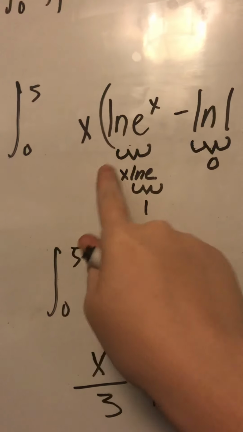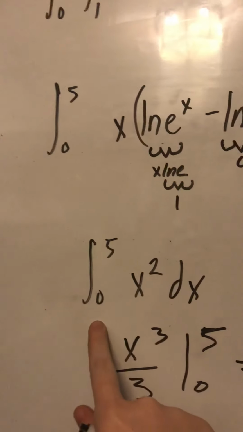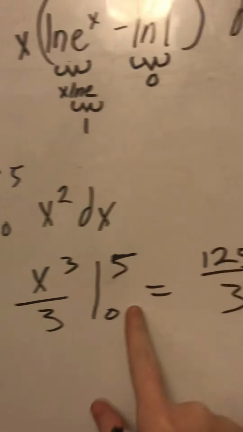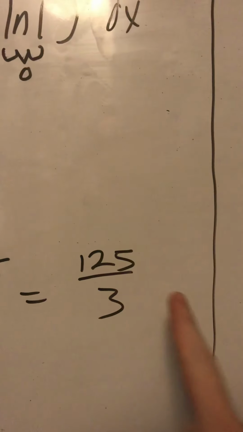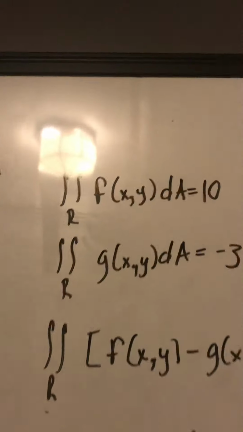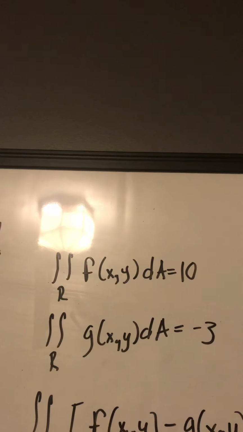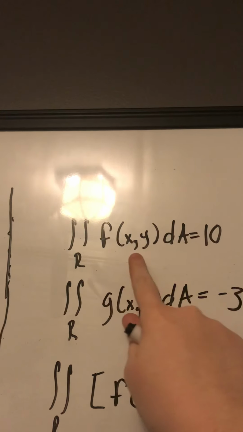So then we just have x times x, which is x squared. The integral from 0 to 5 of x squared is x cubed over 3 from 0 to 5, which is 125 over 3.